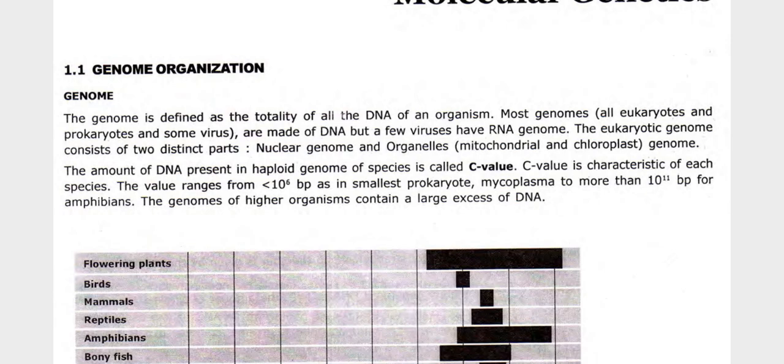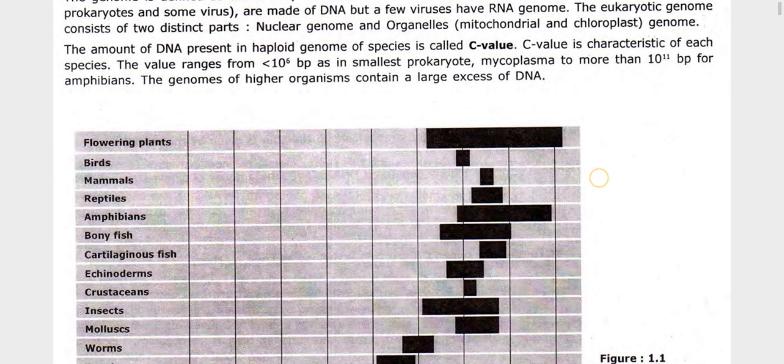The amount of DNA present in the haploid genome of a species is called the C value. The C value is characteristic of each species. The value ranges from less than 10 raised to 6 base pairs, as in the smallest prokaryote, mycoplasma, to more than 10 raised to 11 base pairs for amphibians, and genomes of higher organisms contain a large excess of DNA.